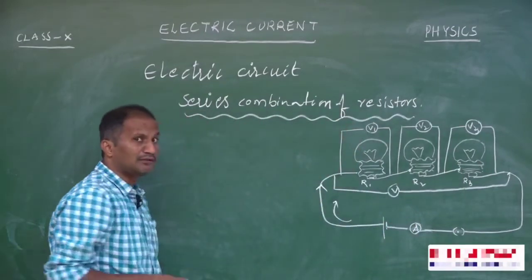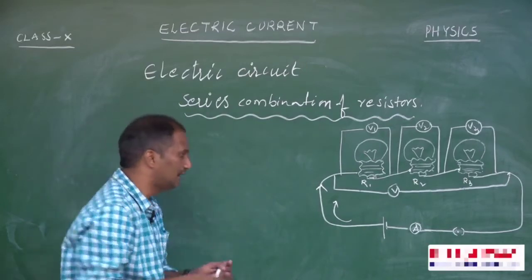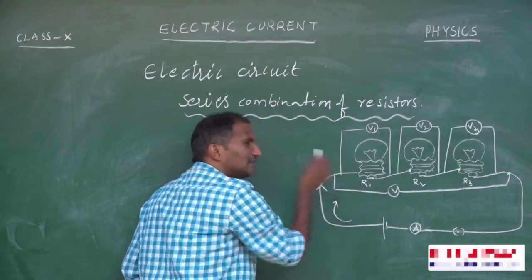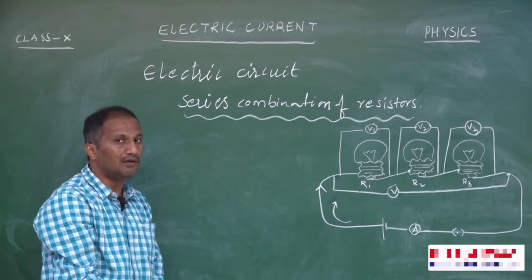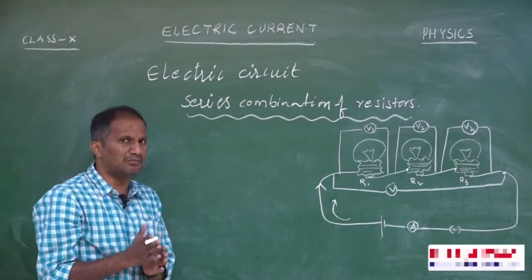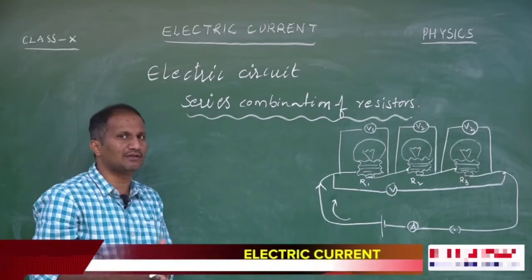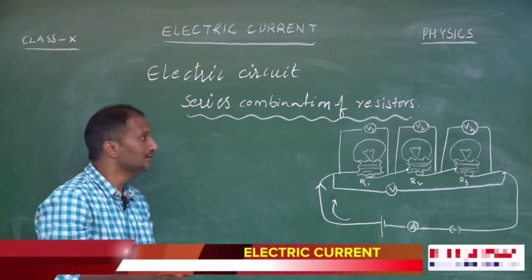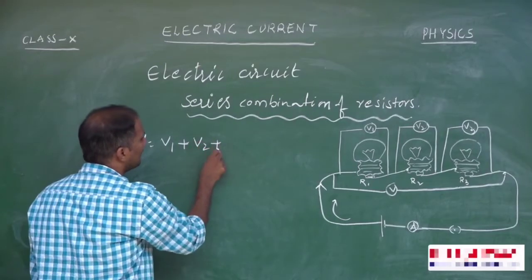Now we also find the potential difference at the two terminals of the battery, which gives the potential difference V. Now, looking at all the potential differences, we can come to the conclusion that the sum of the potential differences of the individual bulbs is equal to the potential difference of the cell, that is, V equals V1 plus V2 plus V3.